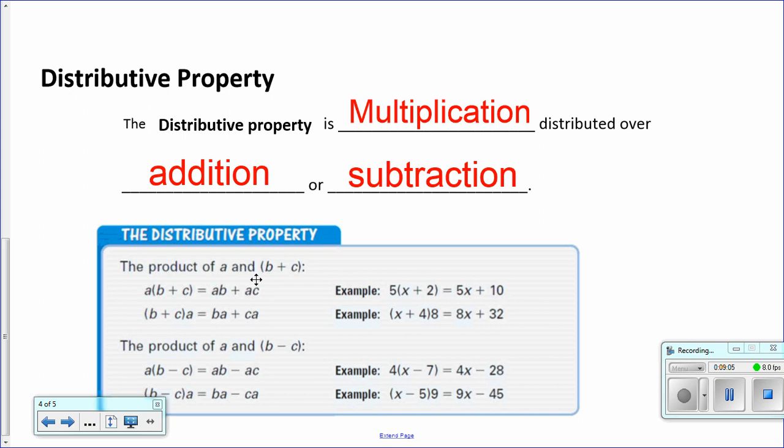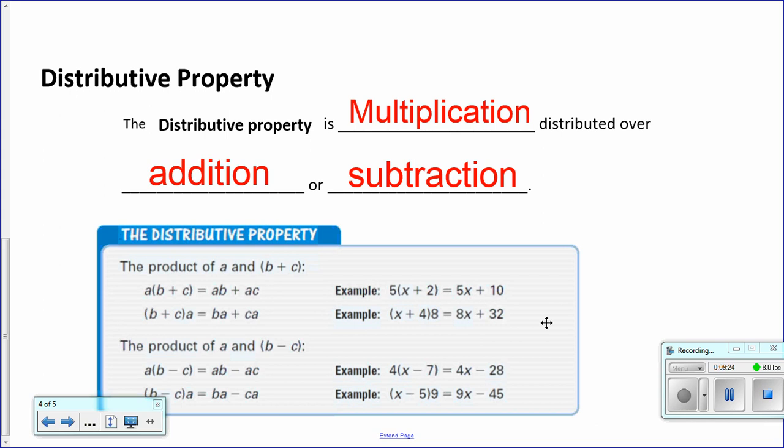Okay, so here's the example. We have a times b plus c. That's where it's addition. So that means we are going to multiply the a times the b and the c. So ab plus ac. Here's an example. It could also be hanging out in the back, in which case we still have to distribute it. We just do it backwards.